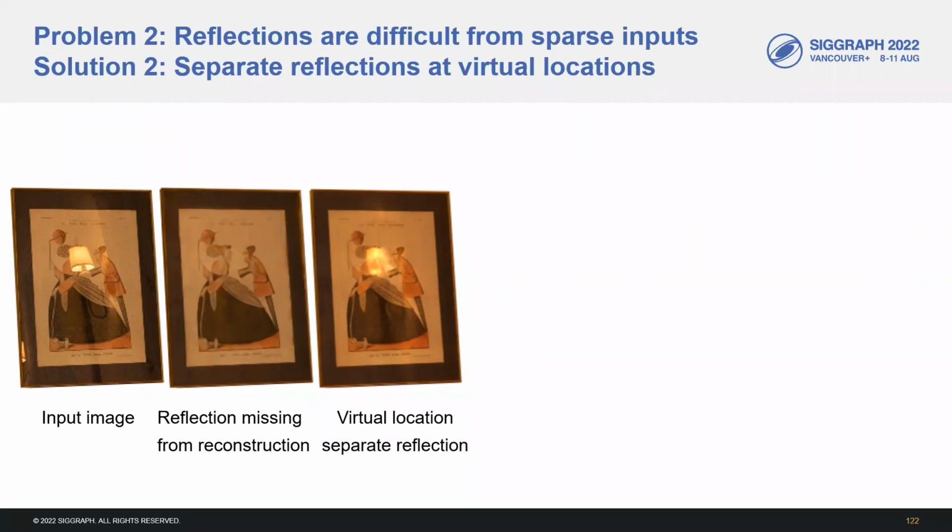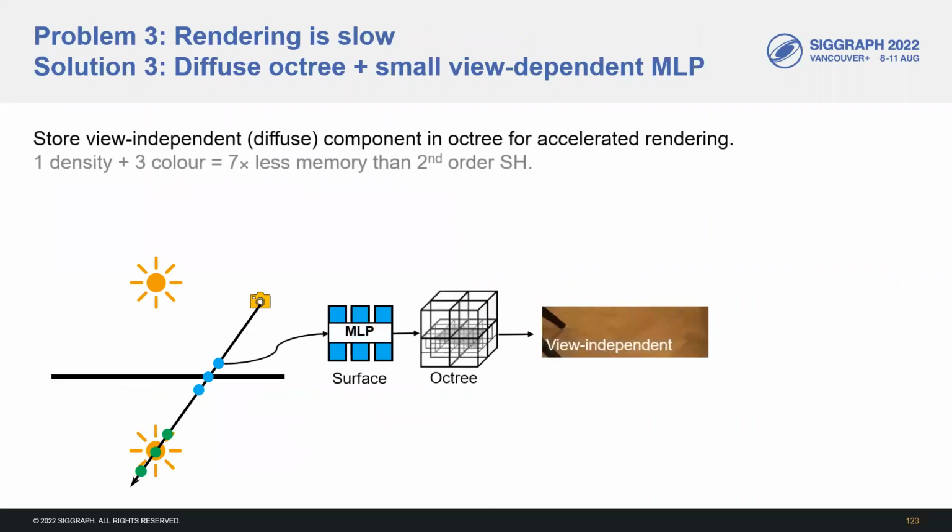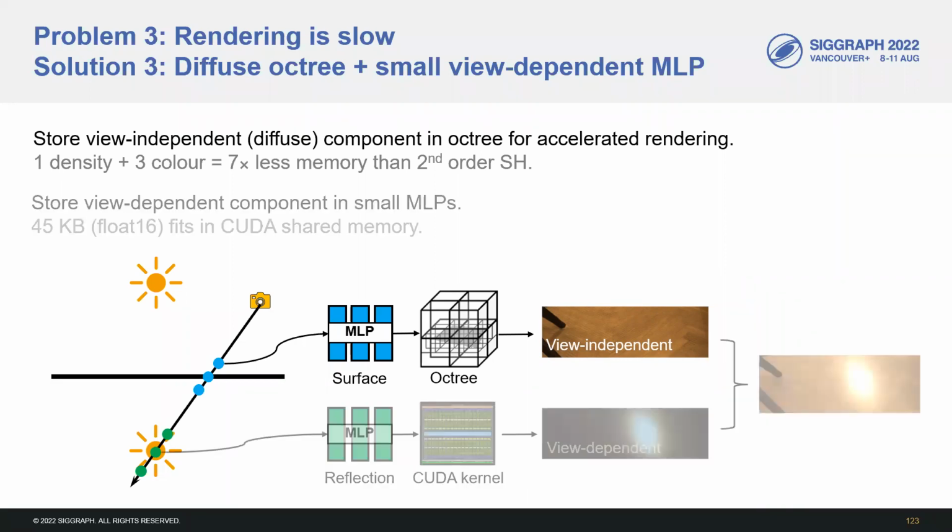Okay, the last thing. Now that I've split the two different components of the illumination, I can solve some of my speed problems. I can just store the view independent or diffuse component in an octree, get rid of the MLP, and then I can do very fast voxel rendering without any spherical harmonics for the reflection component, the view dependent component, because that's memory intensive.